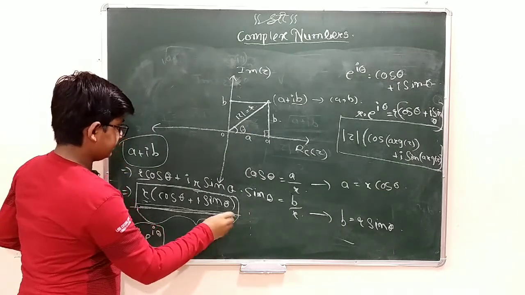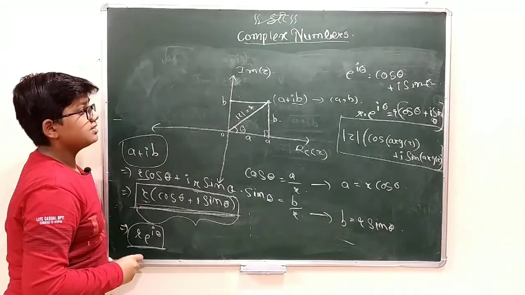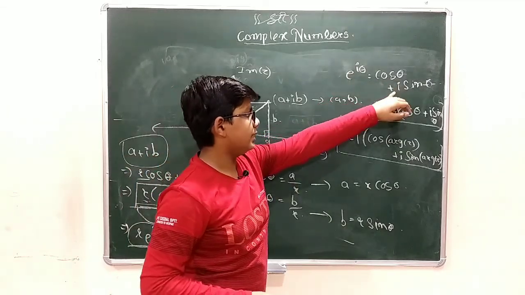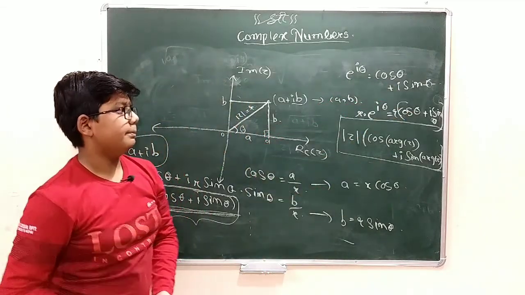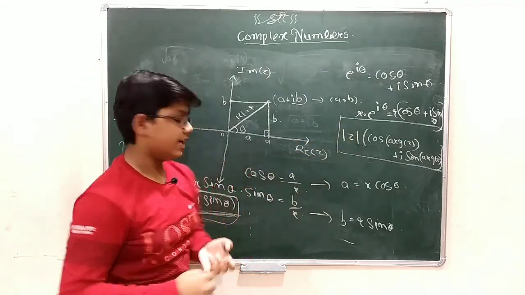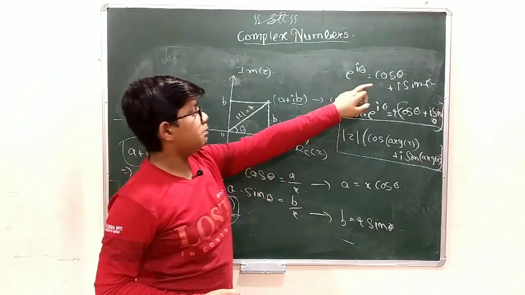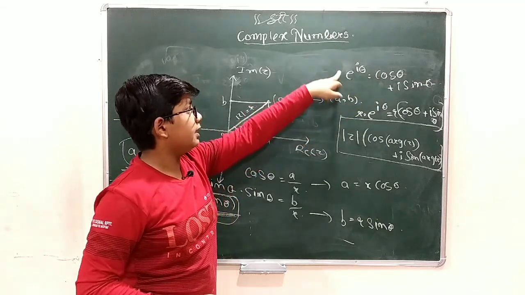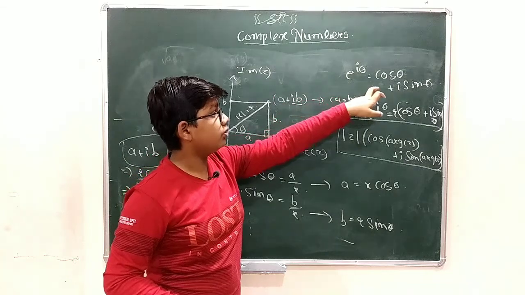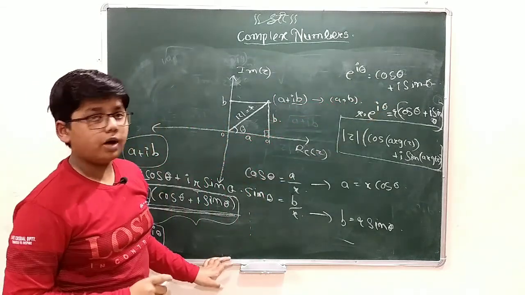Now by simplifying this, we get r into e to the power i theta. This is also known as Euler's identity. Euler's identity is this much only, that is e to the power i theta is cos theta plus i sin theta. But in the case of a complex number, we have to multiply by r. Why? Because every complex number can be expressed in polar form, that is, with the modulus. So if we multiply the modulus on the right hand side, then we multiply the modulus on the left hand side. So it will be r into e to the power i theta equal to r into cos theta plus i sin theta. It is known as the exponential form of complex number.